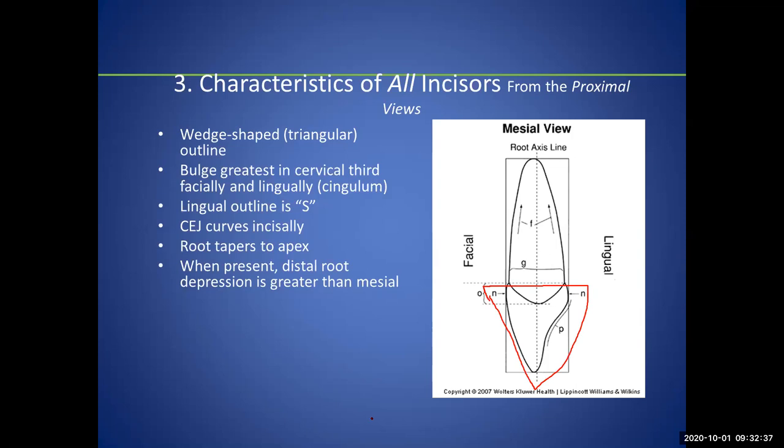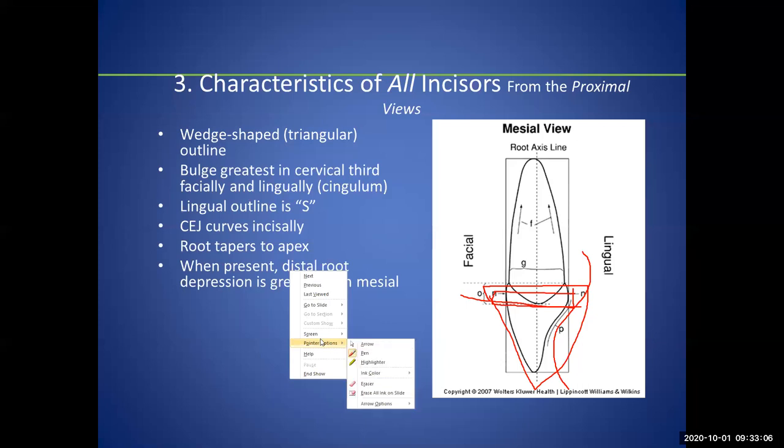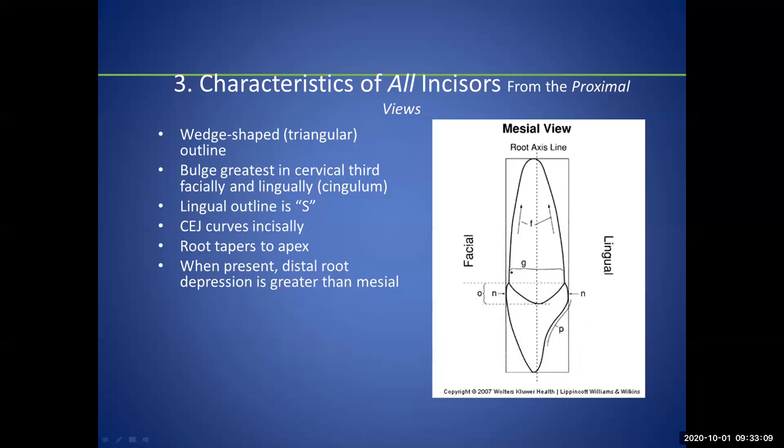The bulge is greatest in the cervical third, facially and lingually. So this is that height of contour that we're talking about. The lingual has an S curve to it. Getting very messy here, okay? The CEJ curves incisally. The roots taper at the apex.